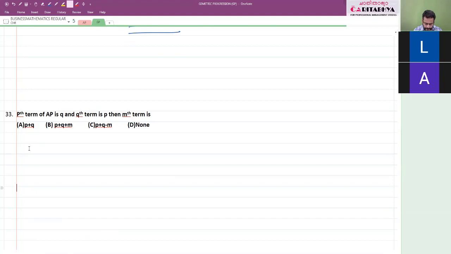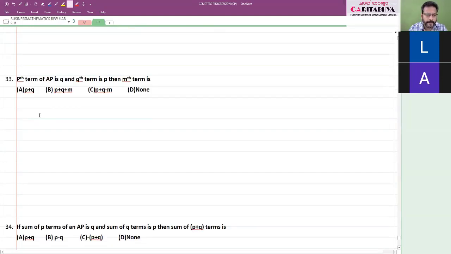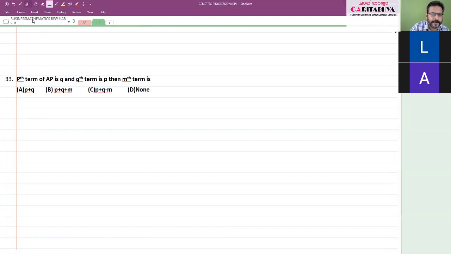Pth term of AP is Q and Qth term of AP is P. Then find mth term. Pth term of AP is Q and Qth term of AP is P. So നമുക്ക് ഇത് എങ്ങനെ ഡിനോട്ട് ചെയ്യാം? Pth term TP is equal to Q and TQ is equal to P.